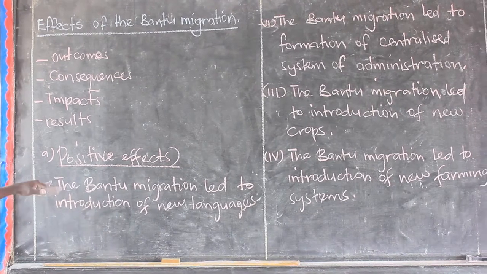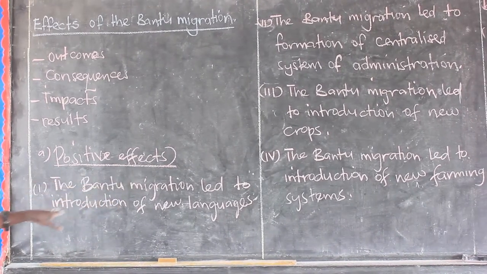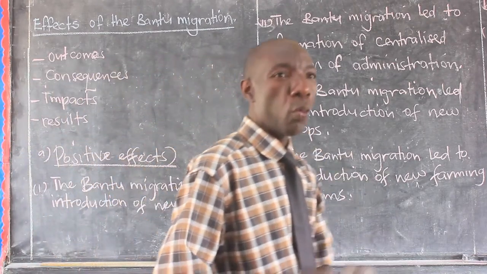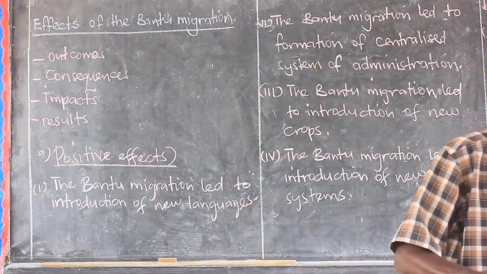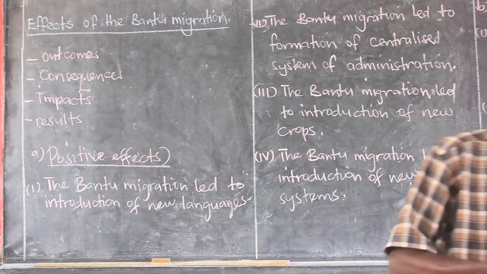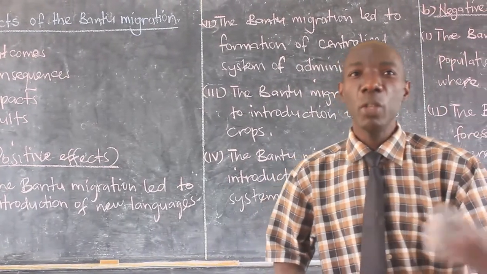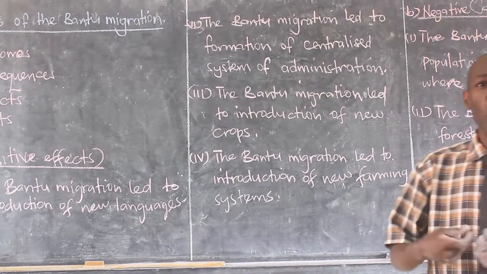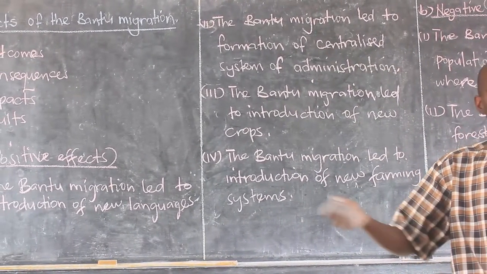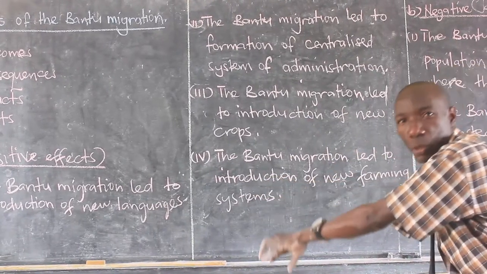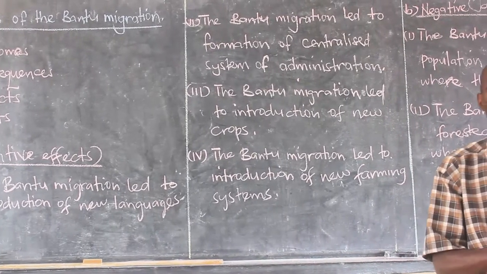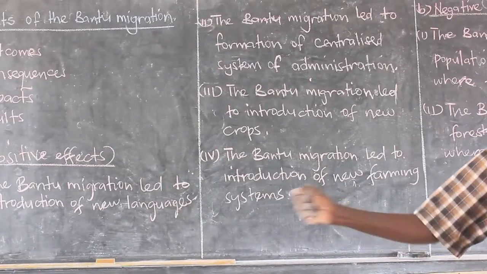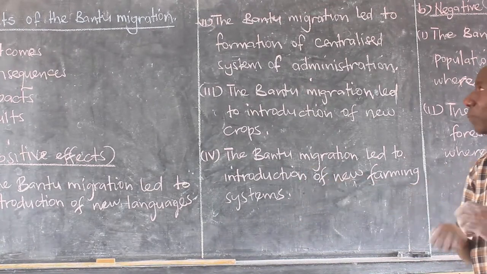We've seen that the Bantu migration led to introduction of new languages. Under the Bantu, we have different tribes. We have the Baganda. Baganda speak Luganda. Banyoro use Runyoro. Basoga use Lusoga. So all these languages were introduced into East Africa, which was positive. How is it positive? These languages promote communication in East Africa.